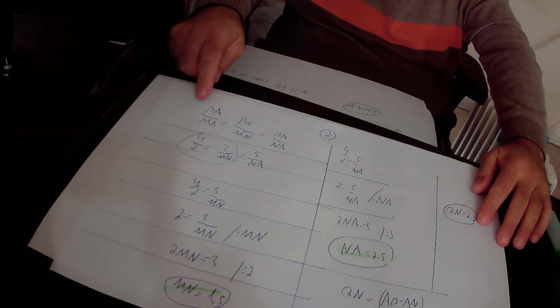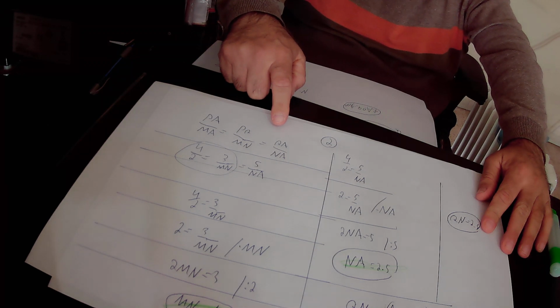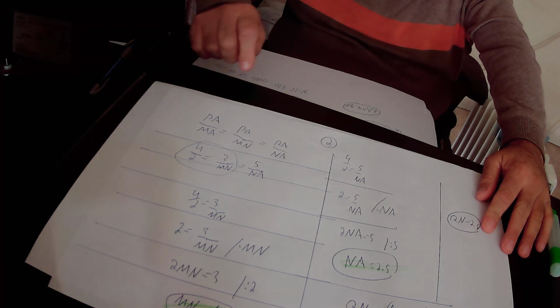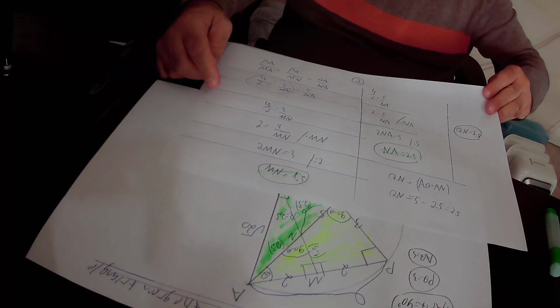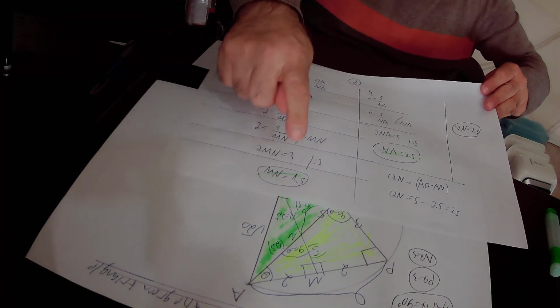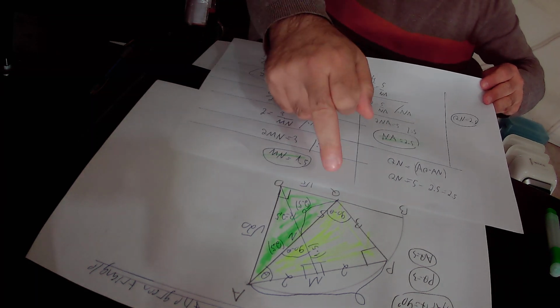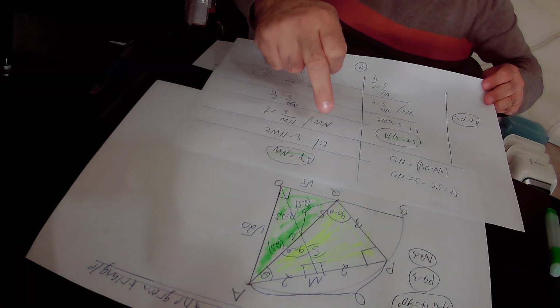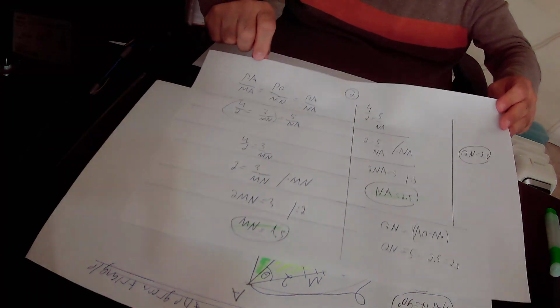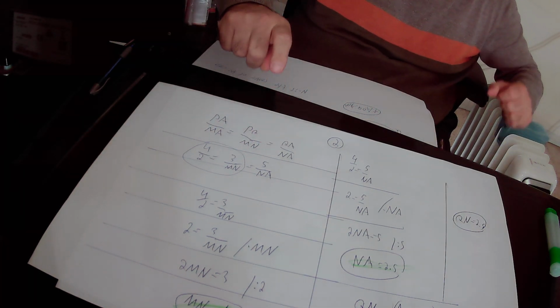PA over MA equals PQ over MN equals QA over AN. PA is 4, MA is 2, PQ is 3, MN is unknown, QA is 5, and NA is unknown. So we found that 4 over 2 equals 3 over MN equals 5 over AN.